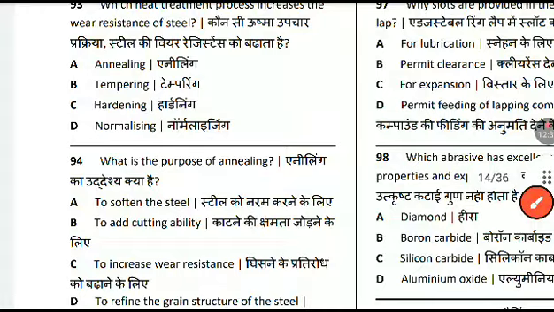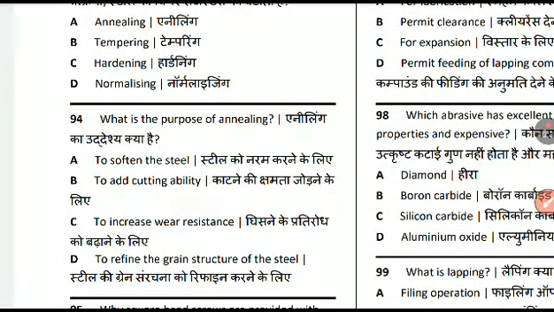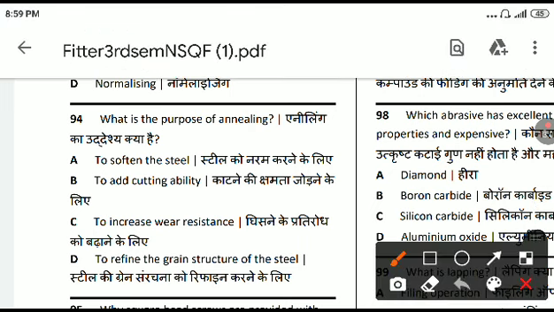What is the purpose of annealing? Option A, to soften the steel. Option B, to add coating ability. Option C, to increase wear resistance. Option D, to refine grain structure of steel. Option A, to soften the steel. What is the purpose of annealing? To soften the steel. Option A answer.